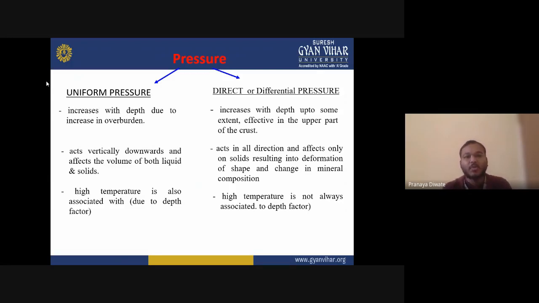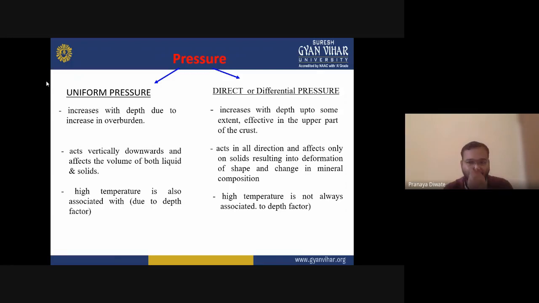So this is your uniform pressure, which is nothing but the increase with depth due to the increase in overburden. Then you have direct or differential pressure. Uniform pressure acts vertically downward and affects the volume of both liquid and solid.